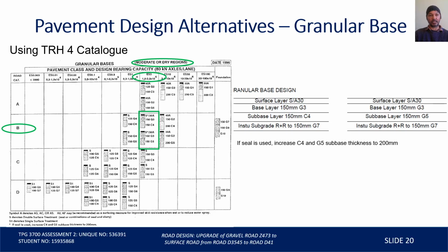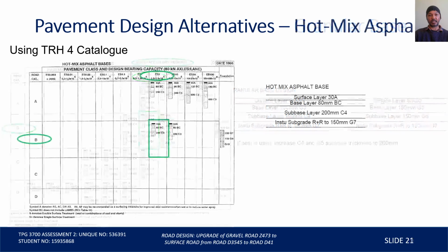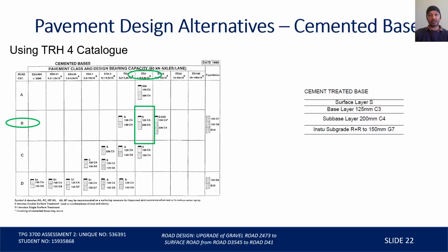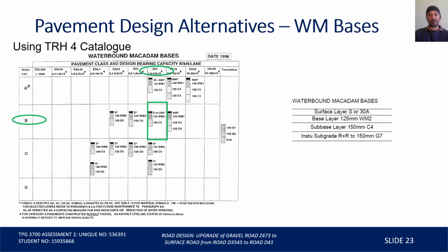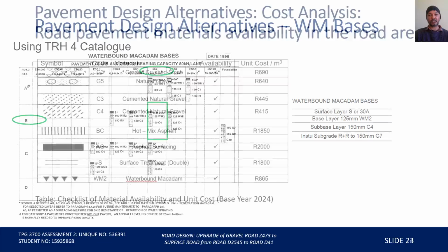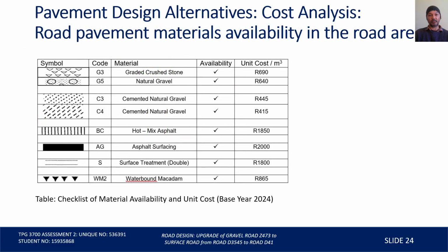That's the subgrade preparation. Using the TRH4 catalogs, various options for this road category and this class of road were considered. There was a granular base design, hot mix asphalt base, cement treated base, and water-bound macadam bases were considered. Availability of the materials and unit cost prices were sourced. Everything was available, and these were the cost prices.